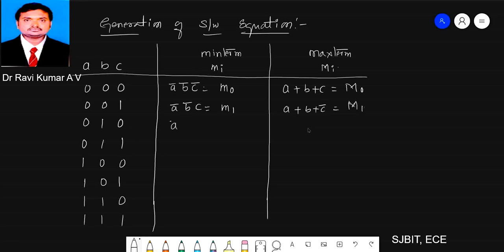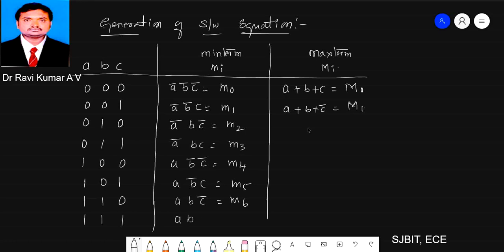Similarly A bar, B, C bar, that is m2. A bar, B, C, m3. A, B bar, C bar, that is m4. A, B bar, C, m5. A, B, C bar, that is m6. A, B, C, it is m7. It is all in the minterm equation. We'll write it as a maxterm equation.